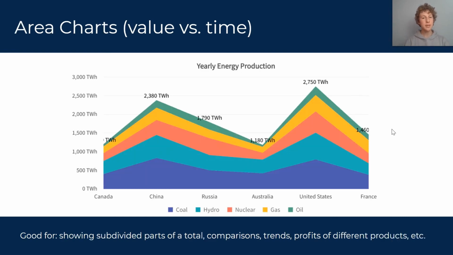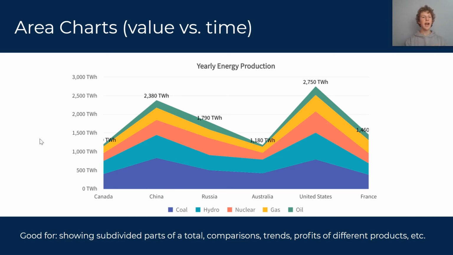An area chart is similar to a line graph, except it measures the same thing, but it stacks them on top of each other. So you can see, purple is coal and then hydronuclear gas oil for a total of 2,380, whatever that is. But oil only makes up this part, and gas only makes up this part, and nuclear this, and so on and so on.